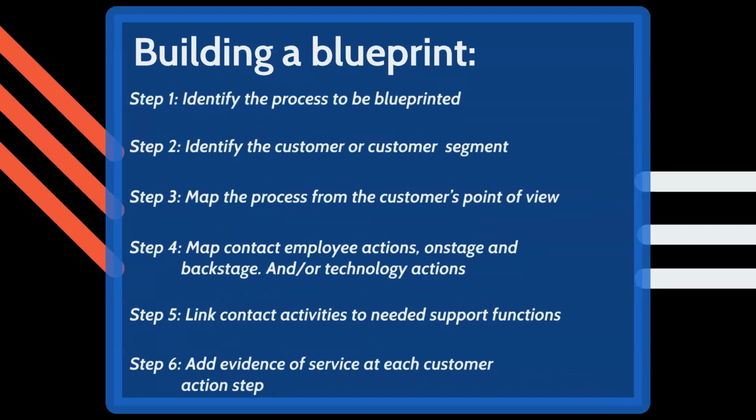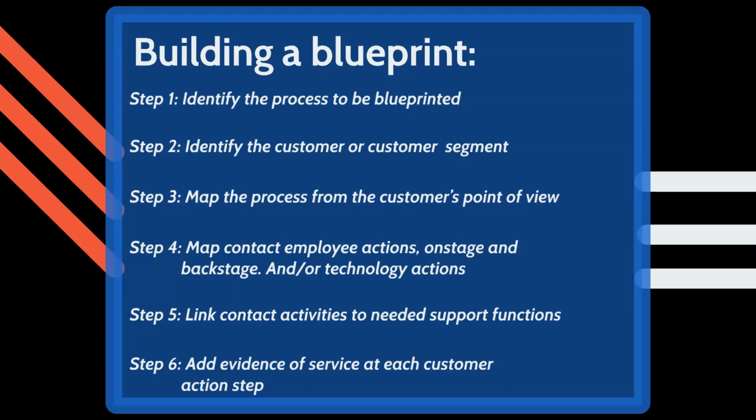There are 6 major steps that you need to consider when you plan to build a blueprint. The first one, you need to identify the process you want to blueprint. Either you can have a broad view for your entire service or focus on each individual aspect if you offer different services. Step 2 is to identify the customer or customer segment. Then step 3 is to map the process from the customer's point of view, while also in step 4, map the contact employee actions, the onstage and backstage, and also the technology actions if applicable. Step 5 is to link contact activities to needed support functions, and then the last step is to add evidence of services at each customer action step.